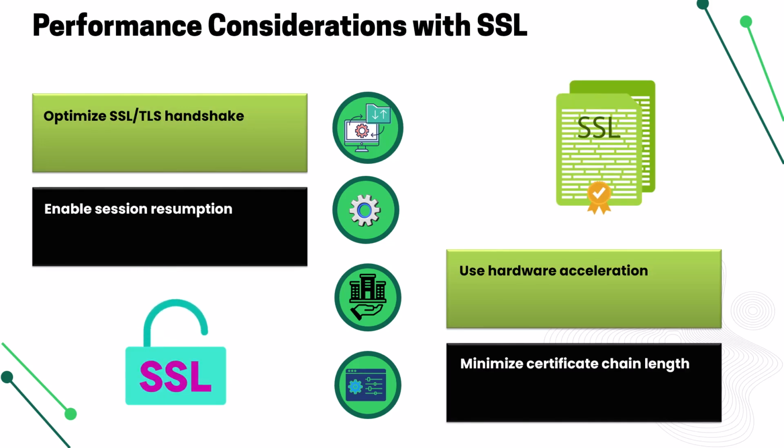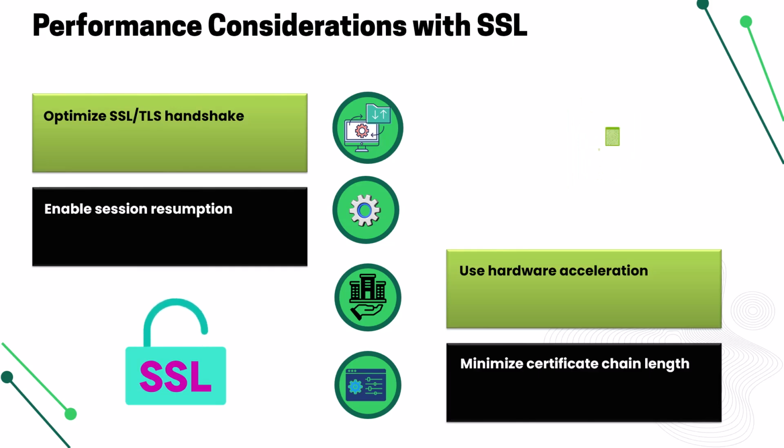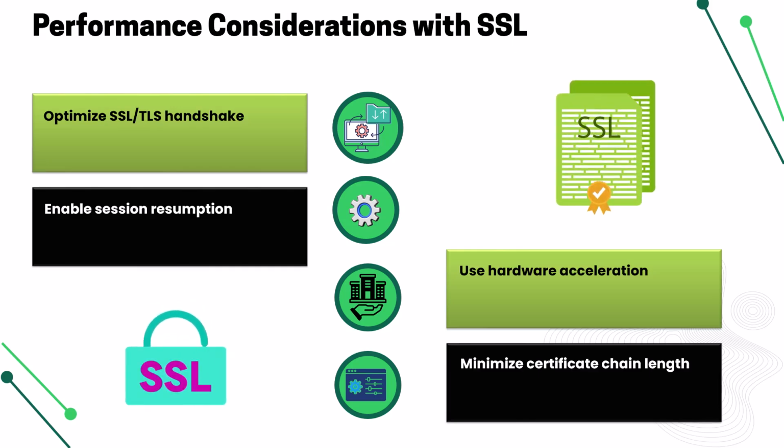SSL security is great, but what about speed? A slow SSL handshake hurts performance, so optimizing it is key. Session resumption speeds things up by skipping full handshakes. Hardware acceleration gives a boost by offloading cryptographic tasks. Finally, shorter certificate chains reduce verification time. Think of it as cutting unnecessary steps in a long queue.